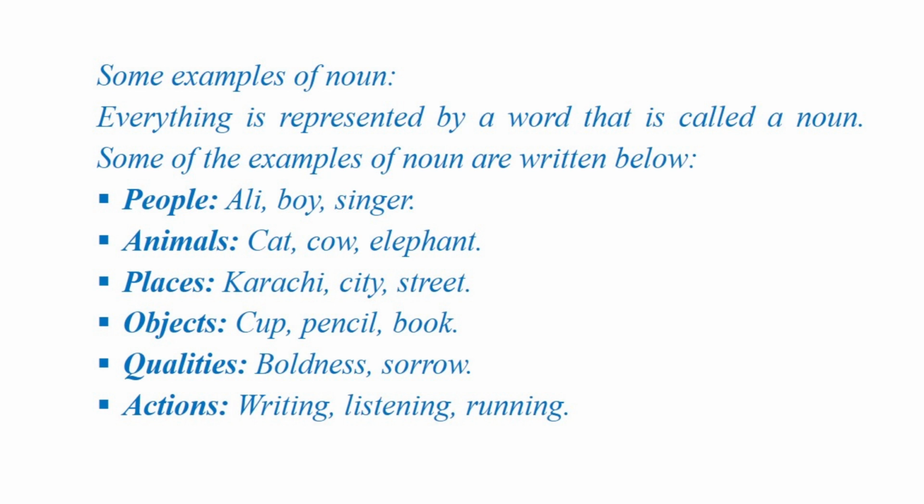People: Ali, boy, singer. Animals: cat, cow, elephant. Places: Karachi, city, street. Objects: cup, pencil, book. Qualities: boldness, sorrow. Actions: writing, listening, running.